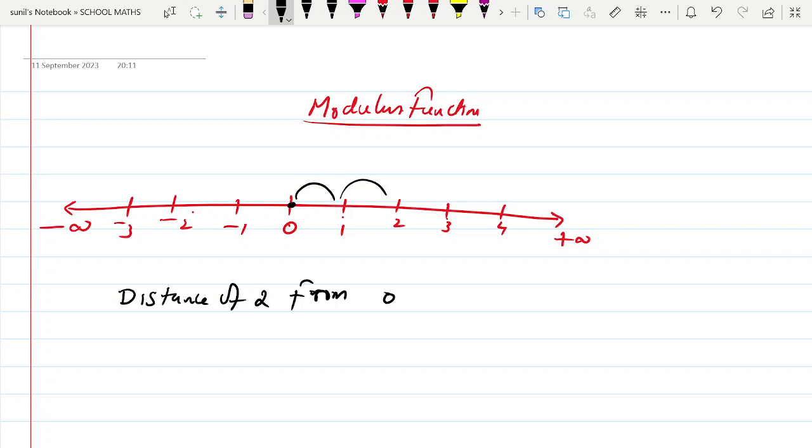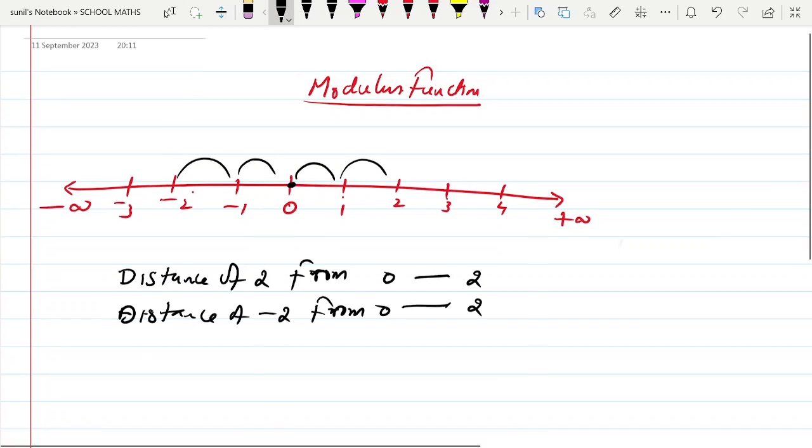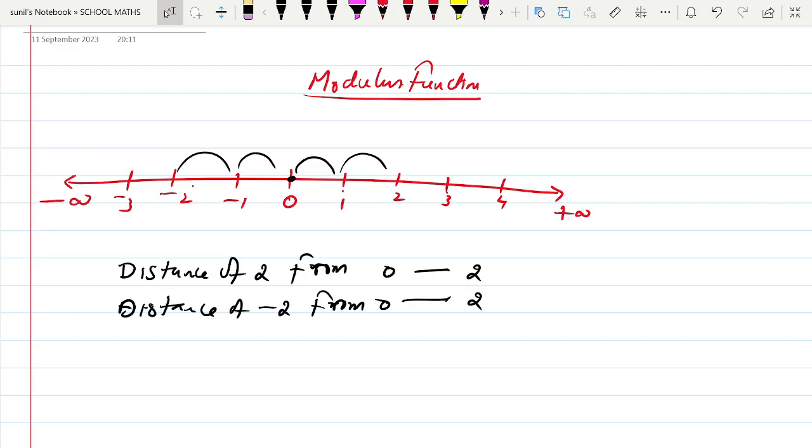Now again, if I ask you what is the distance of minus 2 from 0? See, again 1 unit, 2 units. So in both cases the distance is 2. And everybody knows that distance is a non-negative quantity.